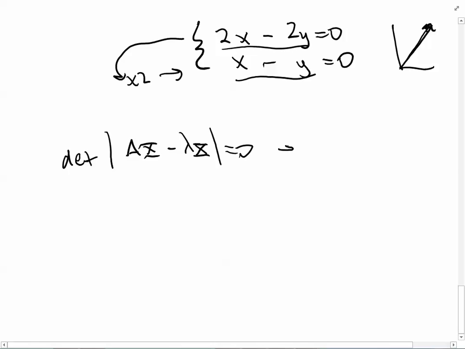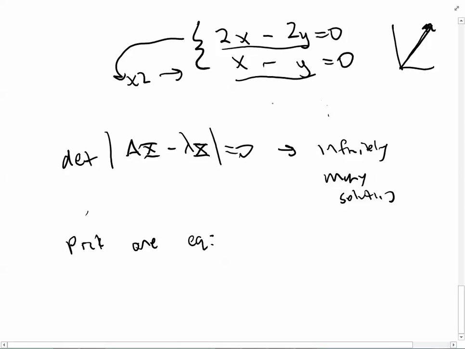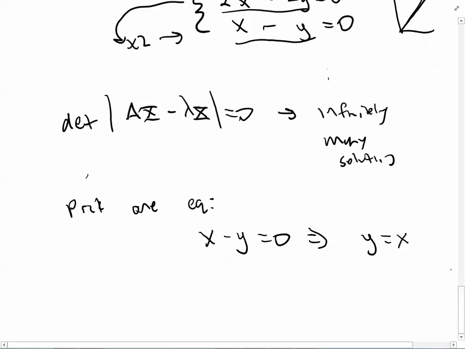So how do we list that out there? Well, we'll just pick an equation. Pick one equation, whichever one you like. I'm going to pick x minus y equals 0. And this is just going to give me a relationship between x and y, right? So if I solve for one variable or the other, I get y equals x. Okay, so that means that if x increases by 1, y increases by 1. So give me any one vector such that y is equal to x.